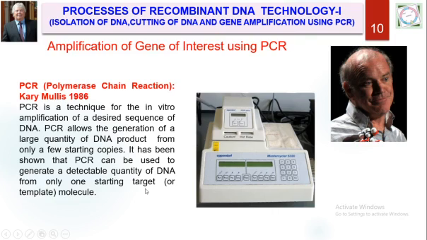Now, there was a wonderful technique developed by Kary Mullis in 1986. If the gene is found in little amount, it can be amplified. It can be replicated in vitro, right? So PCR is a technique for the in vitro amplification of desired sequence of DNA. It allows us to produce large quantity of DNA from only few starting copies. And PCR can be used to generate a detectable quantity of DNA from even a single molecule, right?